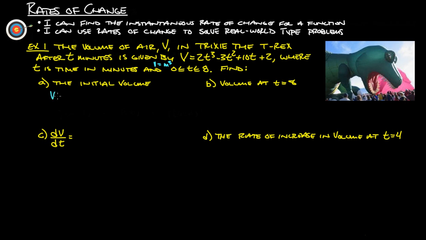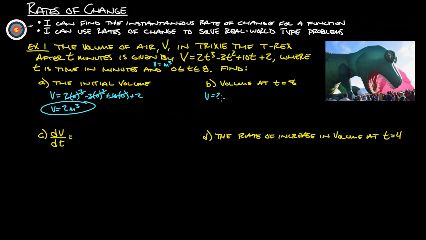So that would officially be V equals 2 times 0 cubed minus 3 times 0 squared plus 10 times 0 plus 2. All of these zeros go away, and so that means the volume at the beginning would be 2 cubic meters. Okay? The volume at t equals 8. We simply plug in 8 for the t's instead of the zeros, and then we just calculate that.